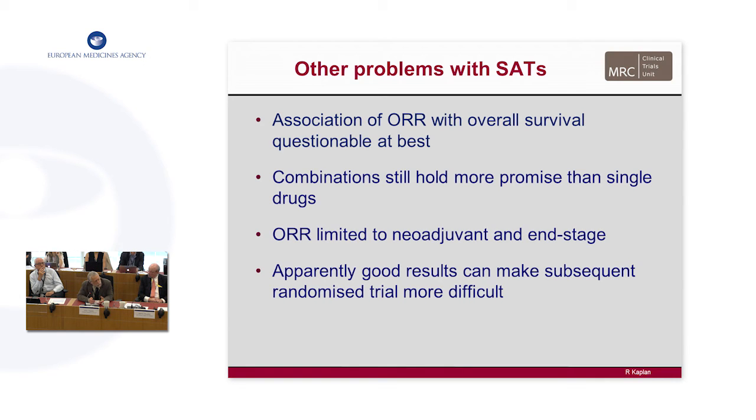Also, objective response rate is, in practical terms, limited to the neoadjuvant setting and the highly resistant sort of end-stage disease setting, where we may well be able to make a stab at understanding what the results mean. But anywhere in between, it's very difficult. And we would, of course, like to investigate new agents at earlier stages in the disease natural history than the end stage.